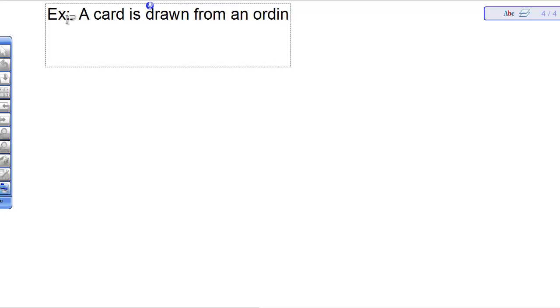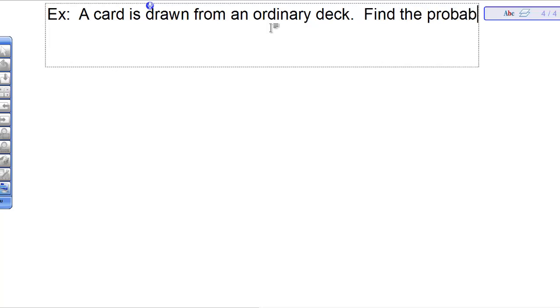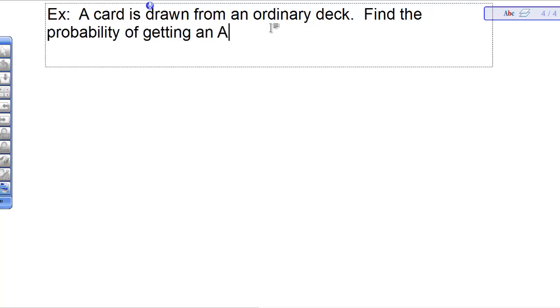Now then, let's look at an example. And for this, I'm going to try and type it. So, example, a card is drawn from an ordinary deck. When we're talking about an ordinary deck, we're talking about an ordinary deck of playing cards, ace through king of all 4 suits, jokers taken out. We want to find the probability of getting an ace when we draw this card.